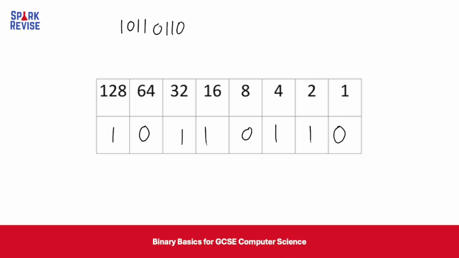And we're going to add up the numbers where there are ones. So 128 plus 32 plus 16 plus 4 plus 2. So 128 plus 32, well, that is 160, plus 16 plus 4 is 20, plus 2 is 22, which equals 182. And we've done our very first binary to denary conversion.